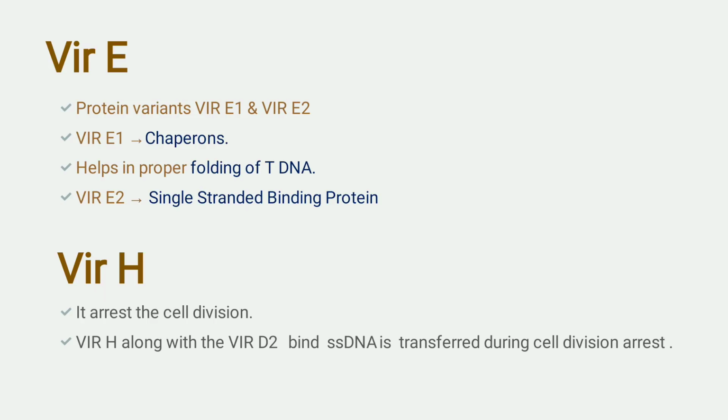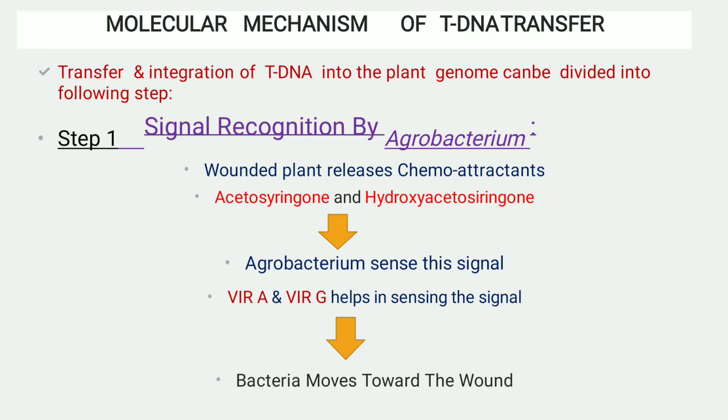VirH arrests the cell division. VirB and Vir-D2 transfer the single stranded DNA into the host. Now, all these I explained about the features. Now I'll tell you the molecular mechanism of the tDNA's transfer. Here I'll be telling about the transfer and integration of the tDNA into the plant genome.